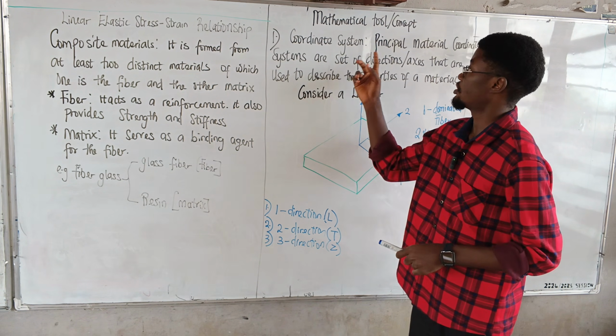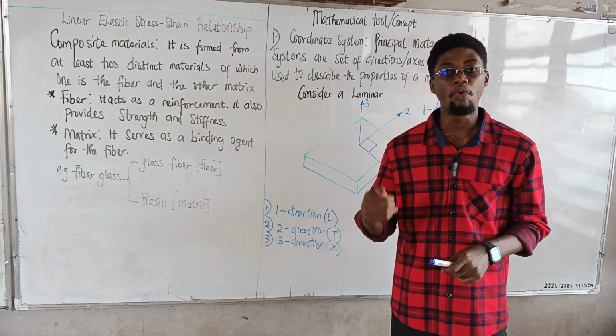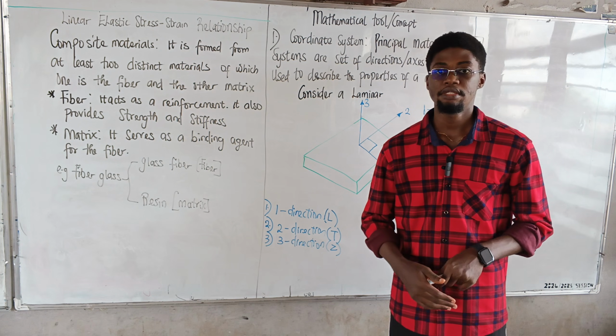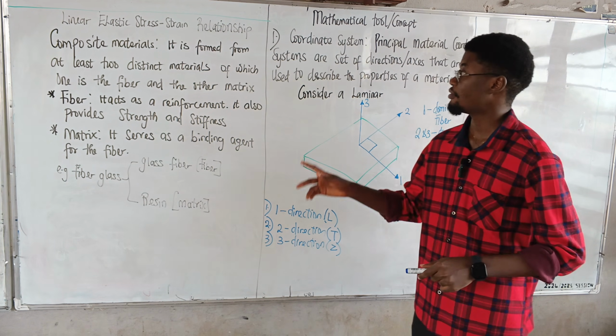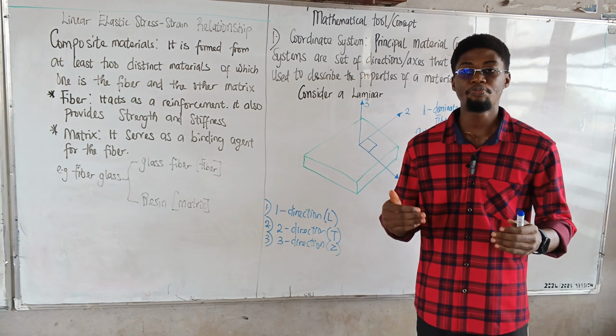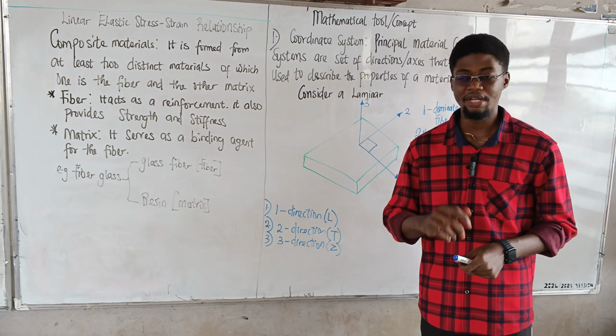That is because it is the principal material coordinate system, or local coordinate system, or you can even call it the 1, 2, and 3 coordinate system. So that's what we need to know. This is the first mathematical tool or concept we need to know for us to be able to predict how a material deforms. Let's look at the second one.